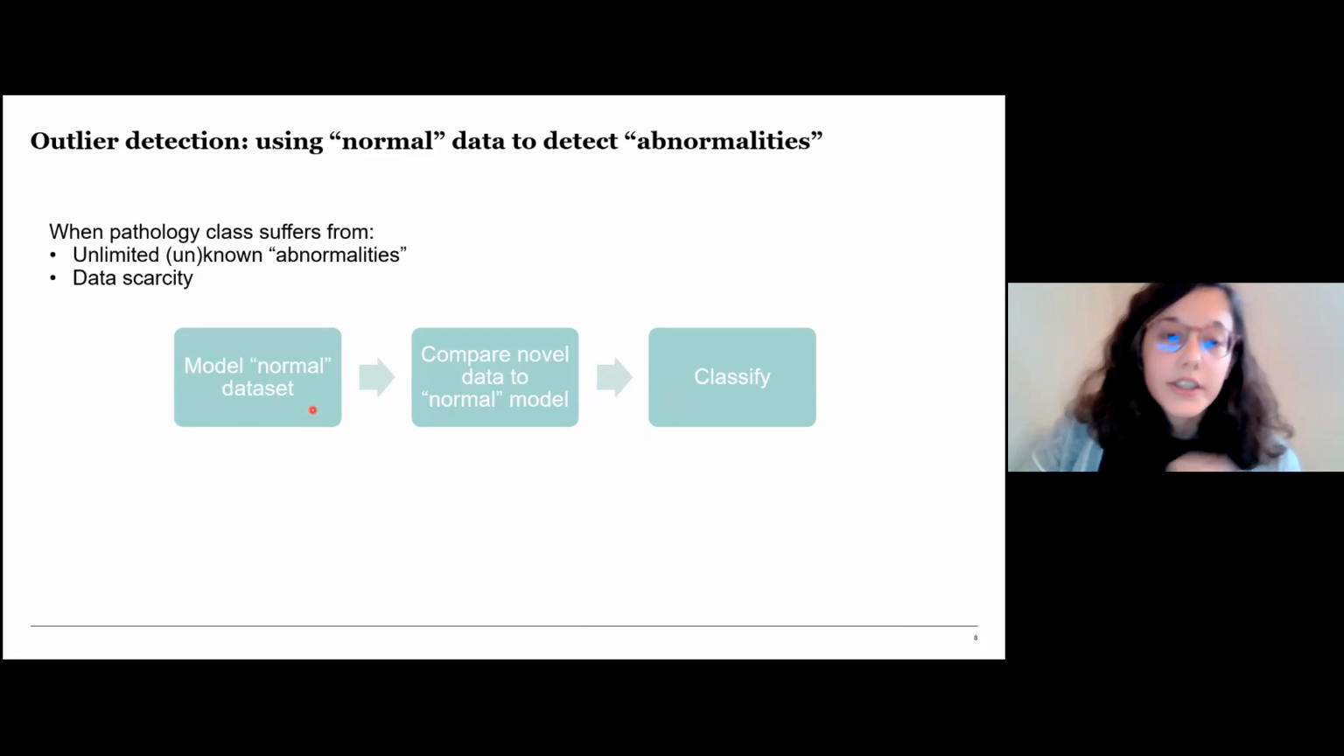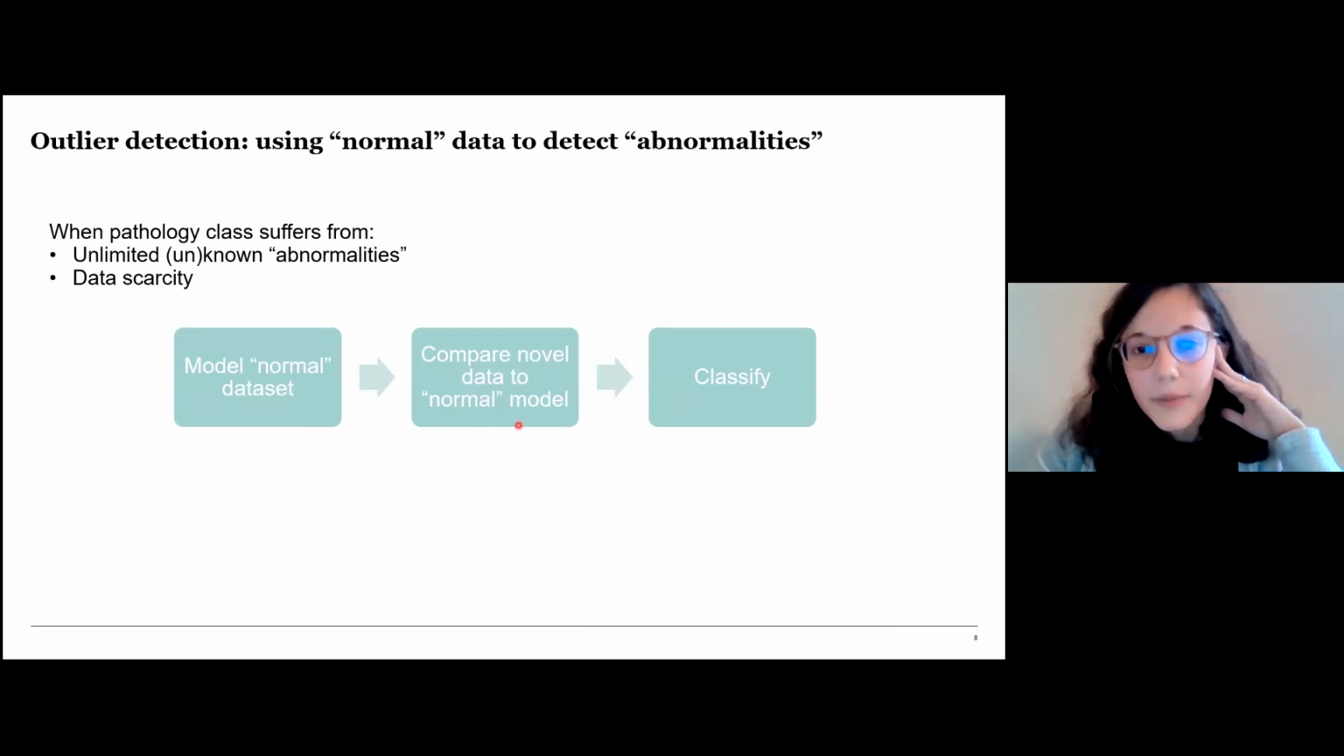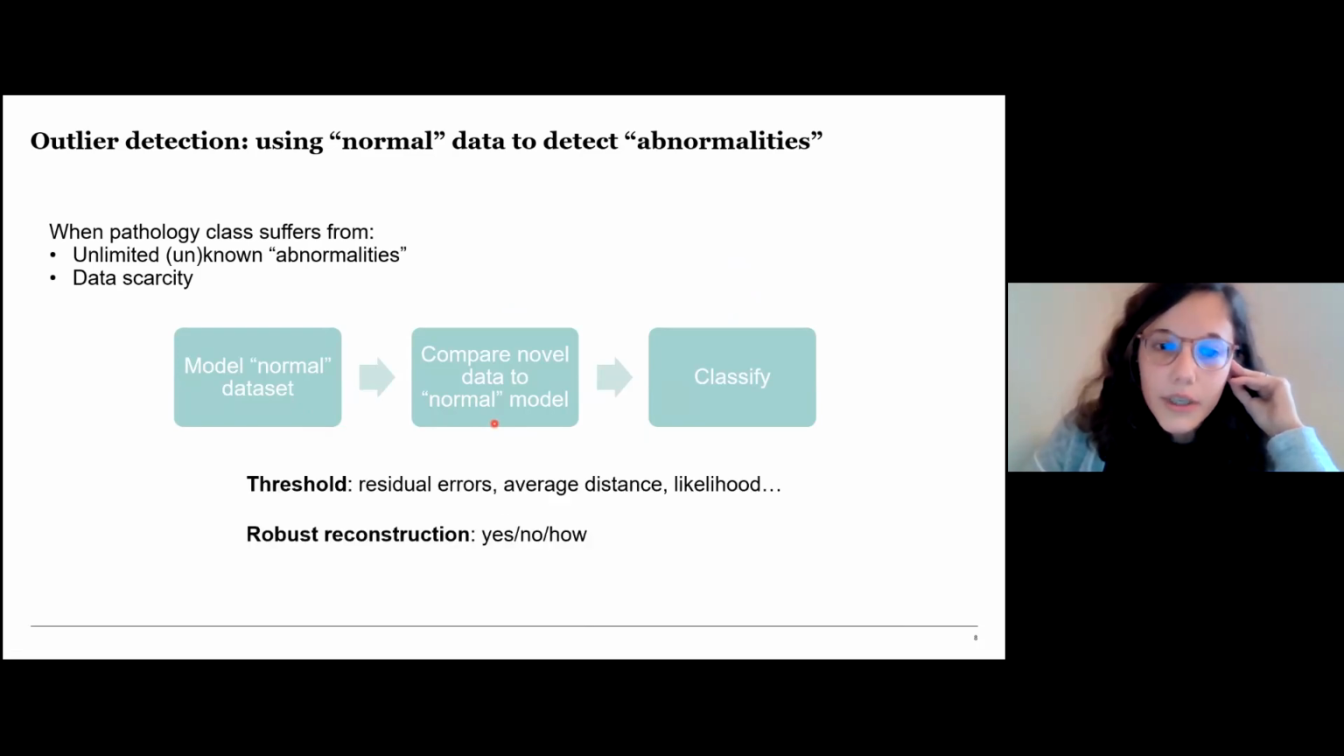And what outlier detection tries to do then is to use this normal data set to detect what is abnormal. And this is the second step here. So we use the normal data, we learn a model about that, we compare the abnormal data to it and try to classify. And these methods usually need a threshold. The threshold can be on the residual errors or average distance. It can be learned or it can be imposed in the beginning. And also they need a reconstruction method. So how are you going to obtain the regression of the mandible in the case that we're talking about, so that you can compare the data to the threshold?